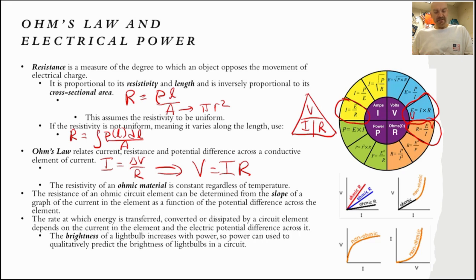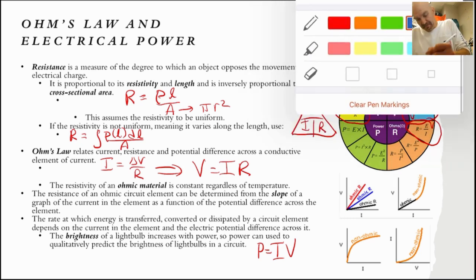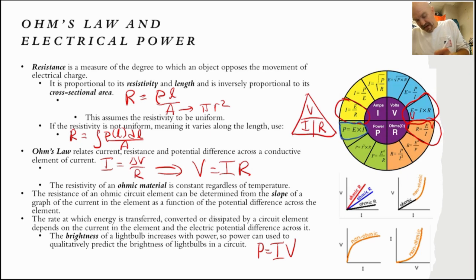Now, the rate at which energy is transferred, converted, or dissipated by an electric circuit element depends on the current in the element and the electrical potential difference across it. The rate at which energy is transferred is power, so power equals I times V. This is the power equation that I just wrote, but you can see elsewhere in the little circle that they have power solved for the other factors.